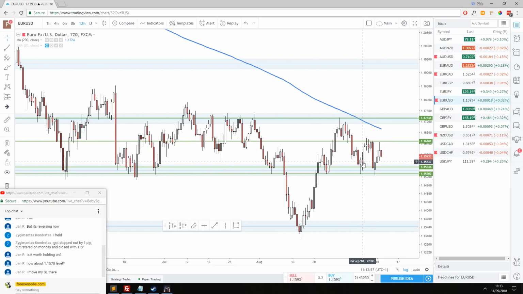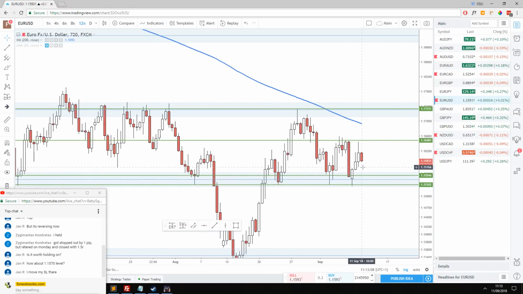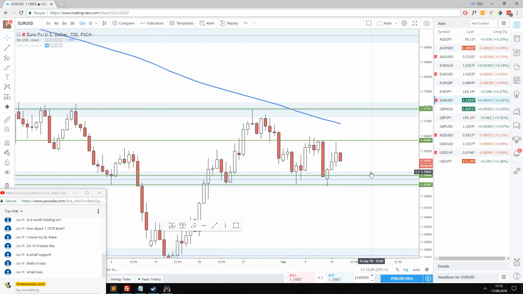Oh, what about the 1.1570? I mean, if you move your stop loss there, is that in profit or is that your entry? Small loss. I take it you weren't trading this as one of the new setups. You were trading it as something on the higher time frames.